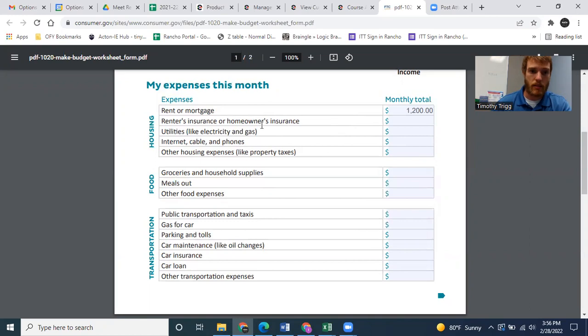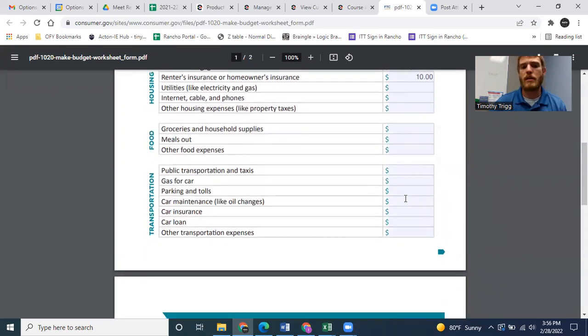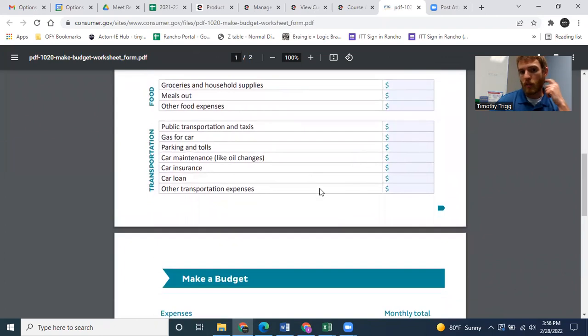Then fill out the rest of these. So renter's insurance, if you're not renting, then that's $0. But if you are renting, that's usually pretty cheap, $10 a month or so. And then fill out the rest of this, okay? For car loan, if you straight up own your car, then that's gonna be a $0, okay? But if you had to borrow money to buy a car, you have a car loan, that might cost you $300, or however much. Depends on what car you have and the terms of your loan, okay?